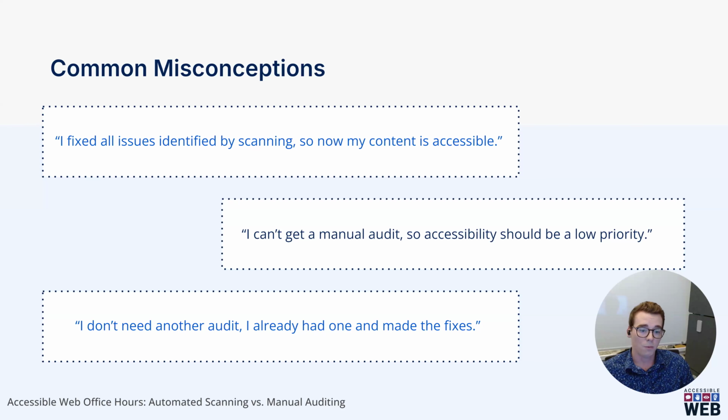Then the third misconception I have noted here is I don't need another audit. I already had one and I made the fixes. In most cases, manual audits should be performed every 1 to 2 years. This is due to changes in government and or client-based requirements, updates to the WCAG. So there's different versions that come out over time to make content more and more accessible and make sure that things are not missed as often. And then the last thing is most likely you're going to be pushing new content over time. So when that new content comes out, it's really hard to guarantee that it's perfectly accessible without having a manual audit.